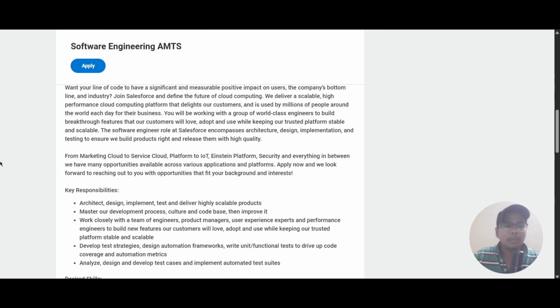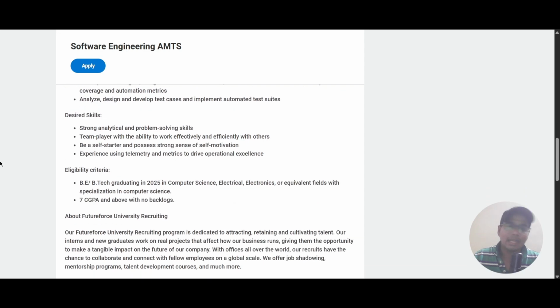So now let's proceed into the eligibility criteria and desired skills for this role. Here the desired skill is strong analytical and problem solving skill. You should be a team player with the ability to work effectively and efficiently with your team members. You should be a self-starter who possesses a strong sense of self-motivation. Then you should have experience using the telemetry and metrics to drive the operational excellence.